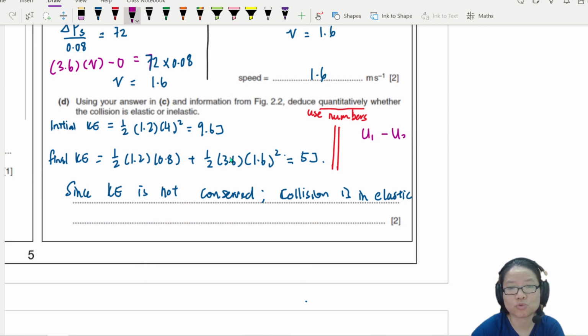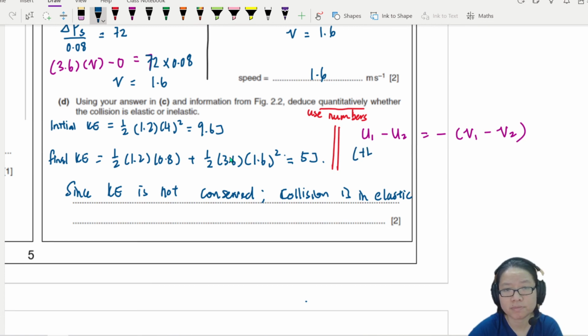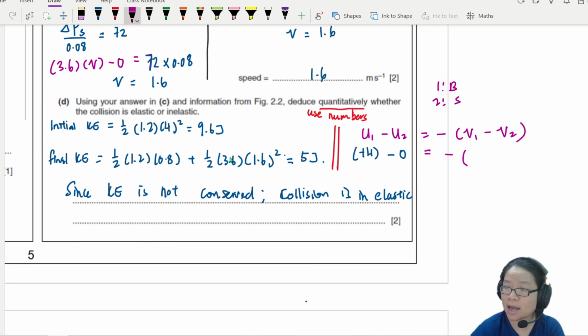U1 minus U2 is equal to negative V1 minus V2. Okay, so your ball B was traveling in the positive 4 direction, and your ball S is not moving. I should use a different color for this. And then your ball B, because 1 is B and 2 is S, after collision is traveling at 0.8 in the negative direction. And then minus V2 is in the positive direction. So 1 and 2 are your B and S.